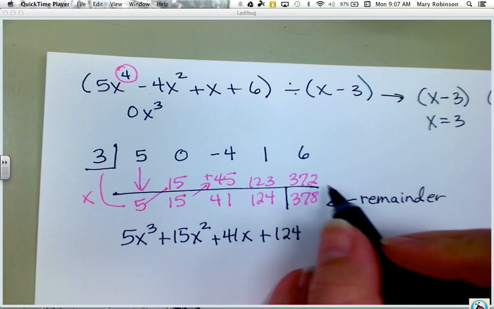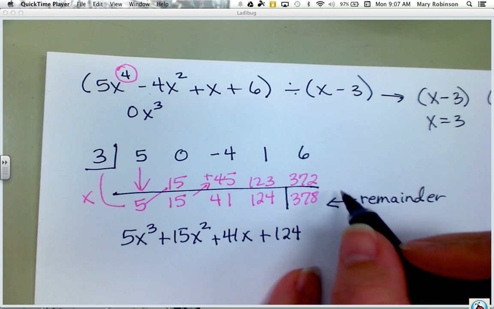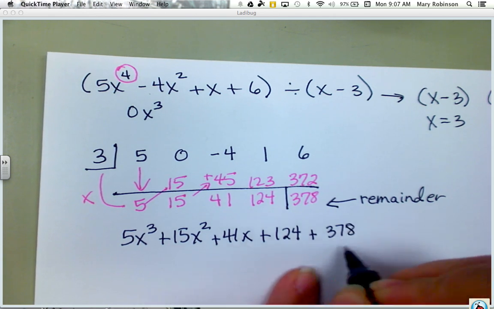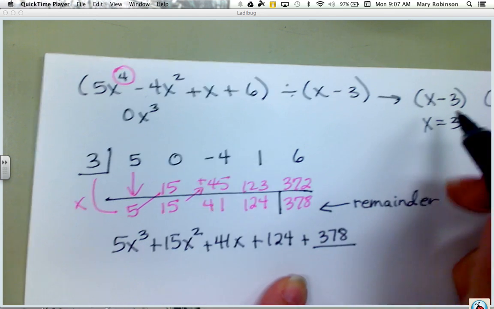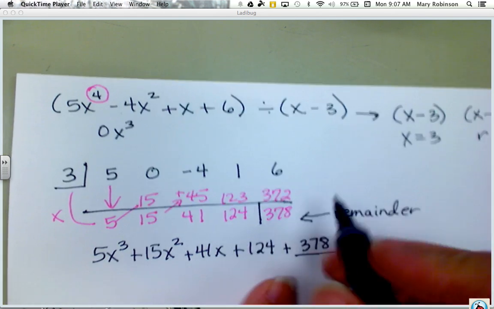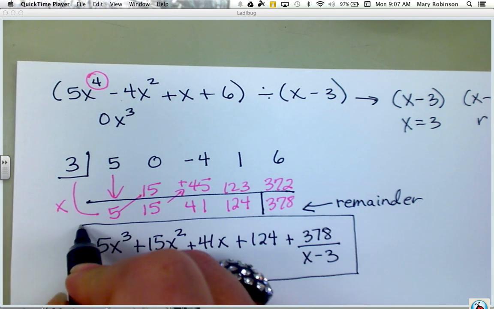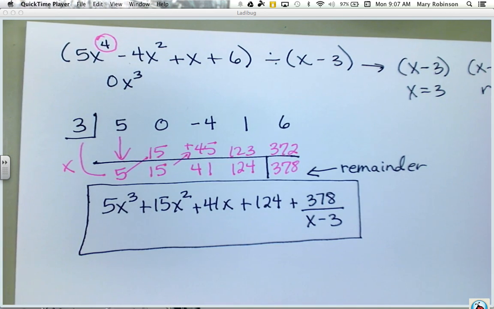We can see that we have a number in this box that is our remainder. It is positive, so we put plus 378 over our divisor, which was x minus 3. Had we done this by long division, we would have gotten the exact same answer. But this allows us to take the variables out of the picture and work with just the numbers. So let's try another one.